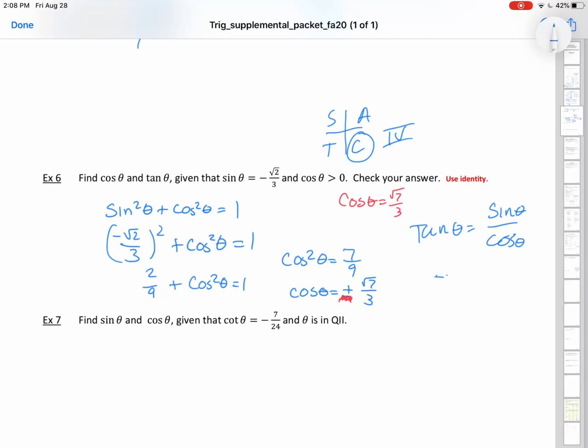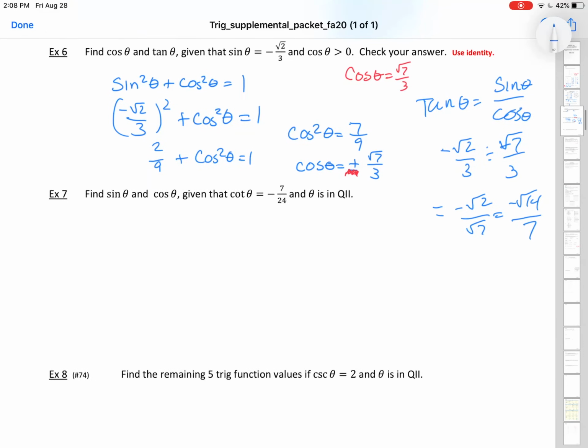Now, what's sine theta? Sine theta is negative root 2 over 3. And we need to divide that by cosine theta, which is positive root 7 over 3. And so if I divide, what I get is negative root 2 over root 7, or negative root 14 over 7. And that's how we're going to get our tangent.